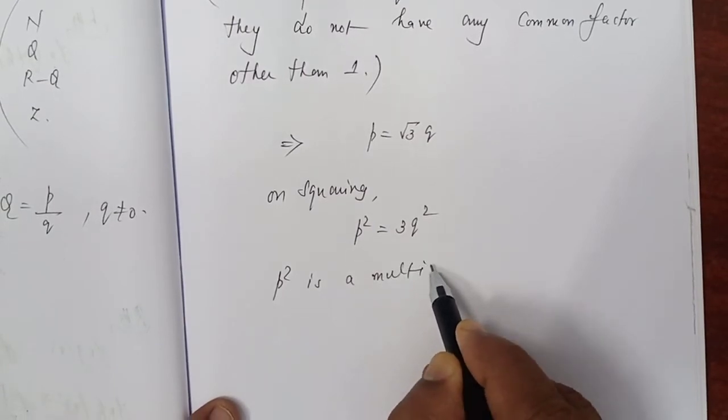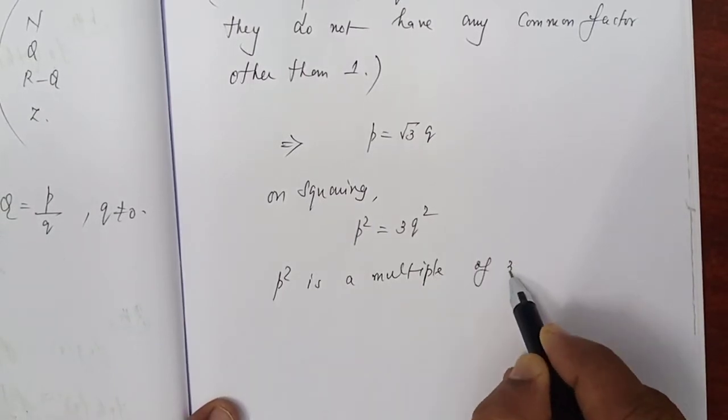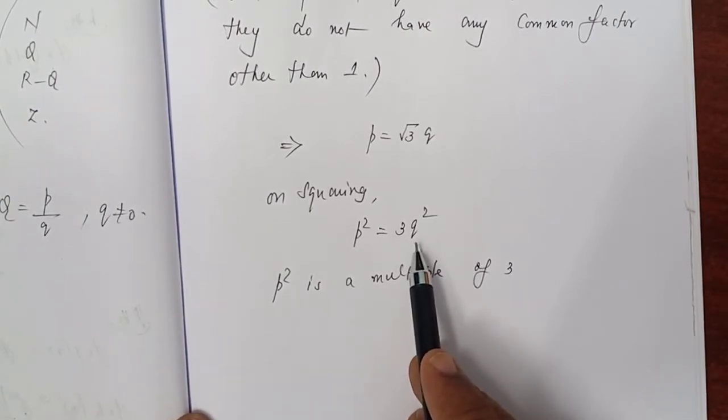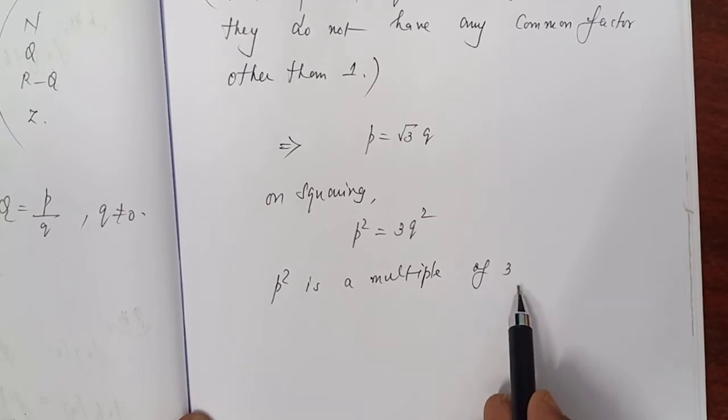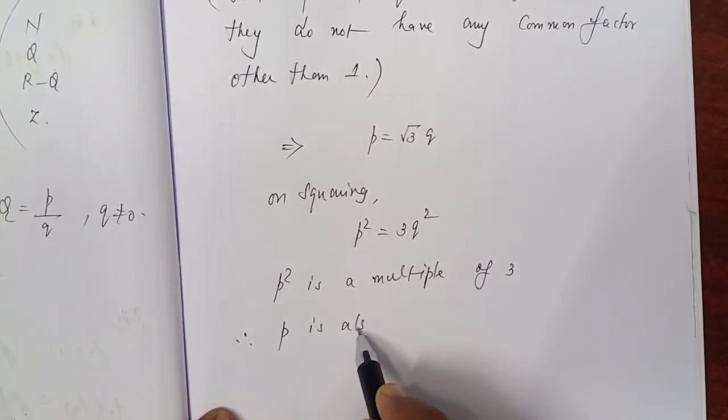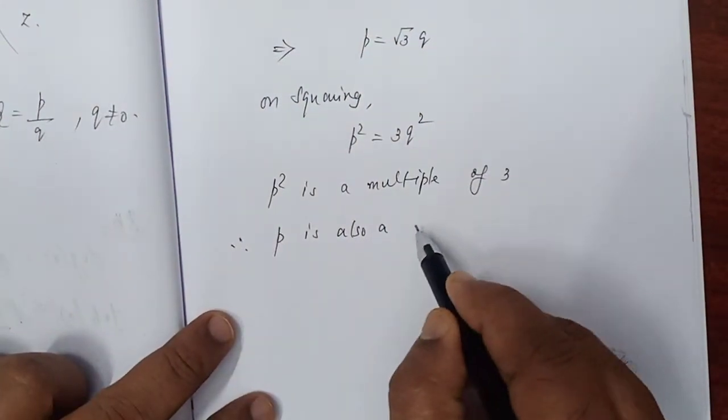That means P squared is a multiple of 3, because P squared equals 3 into any expression, we can say it's a multiple of 3. Therefore, P is also a multiple of 3.